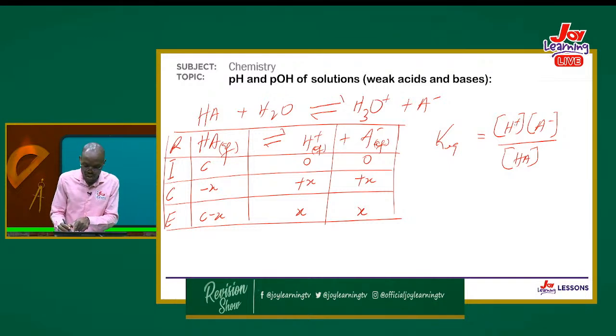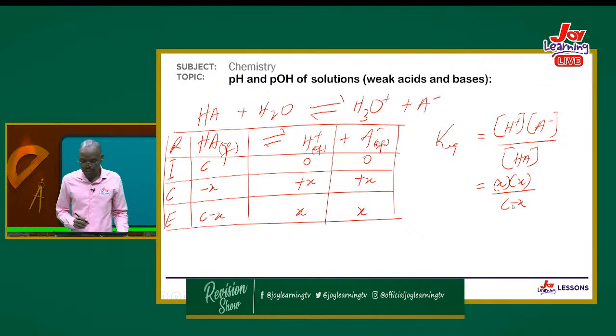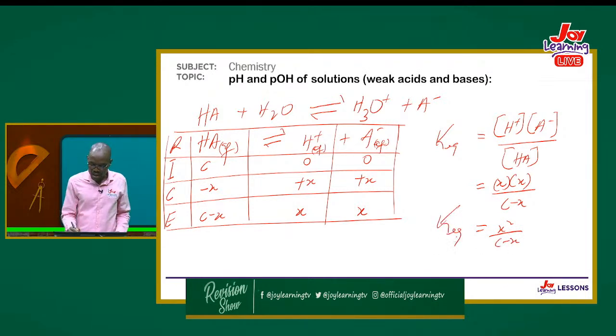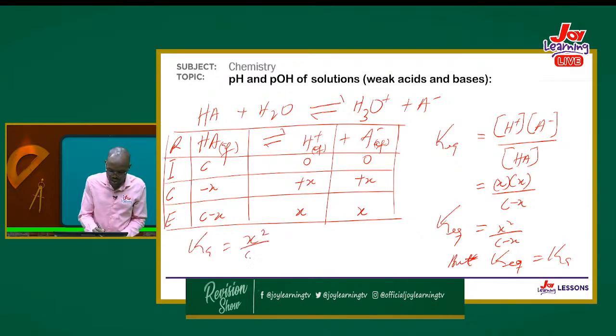From the table, the concentration of H plus is X, the equilibrium concentration. That of A minus is also X. That of the HA is C minus X. So you do the substitution: X, X, all over C minus X. So I can have X squared over C minus X equal to the equilibrium constant. But because we are dealing with a weak acid, the weak acid has a dissociation constant, represented as Ka. So K equilibrium equals Ka. Therefore, I can have my Ka equal to X squared over C minus X.